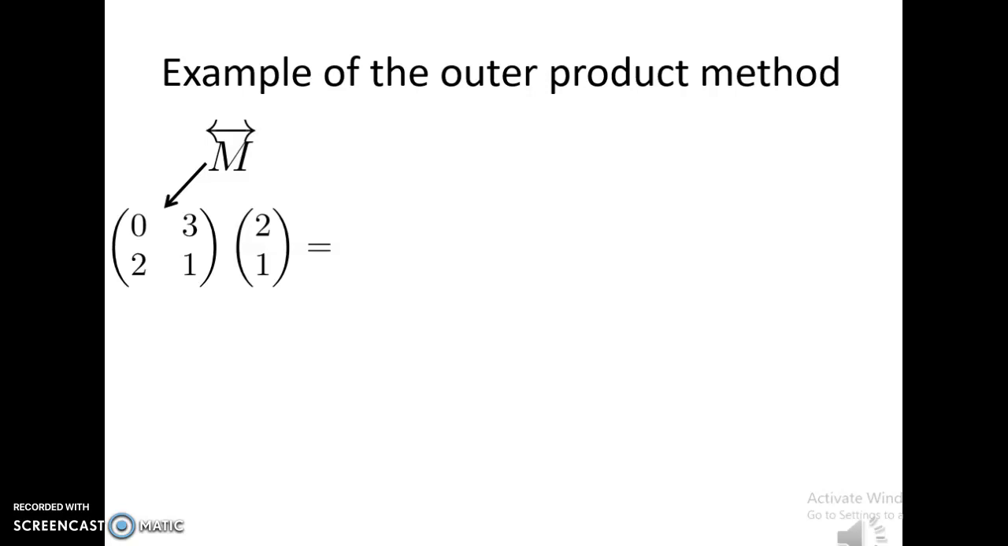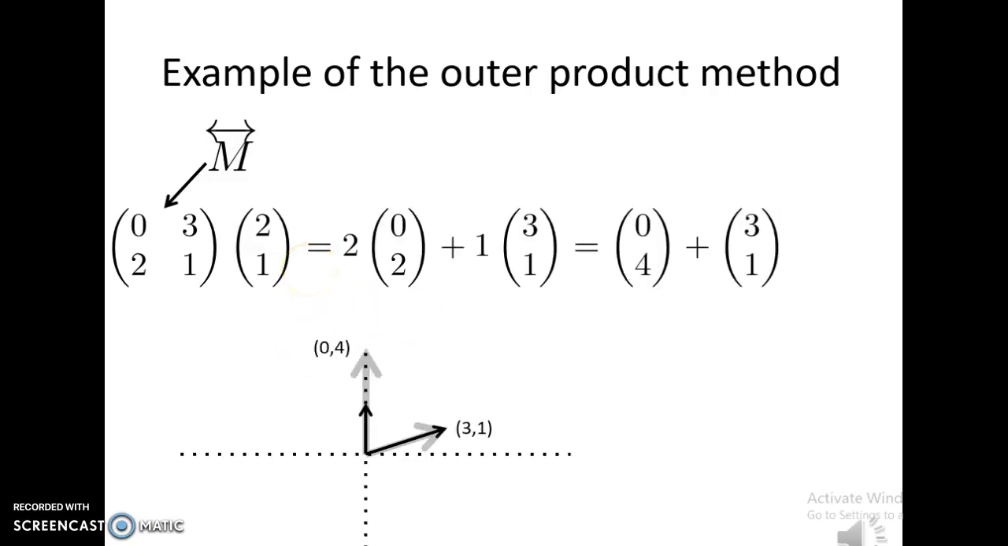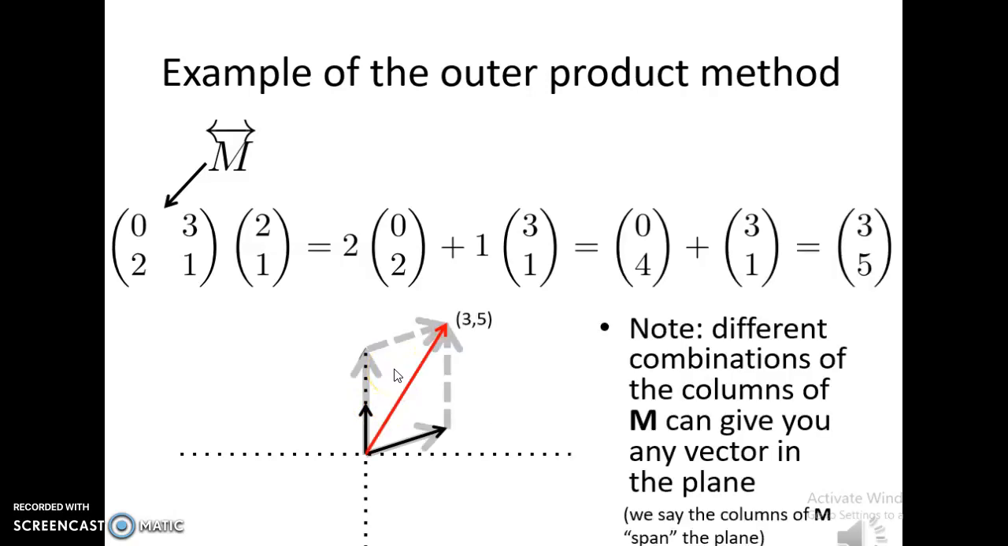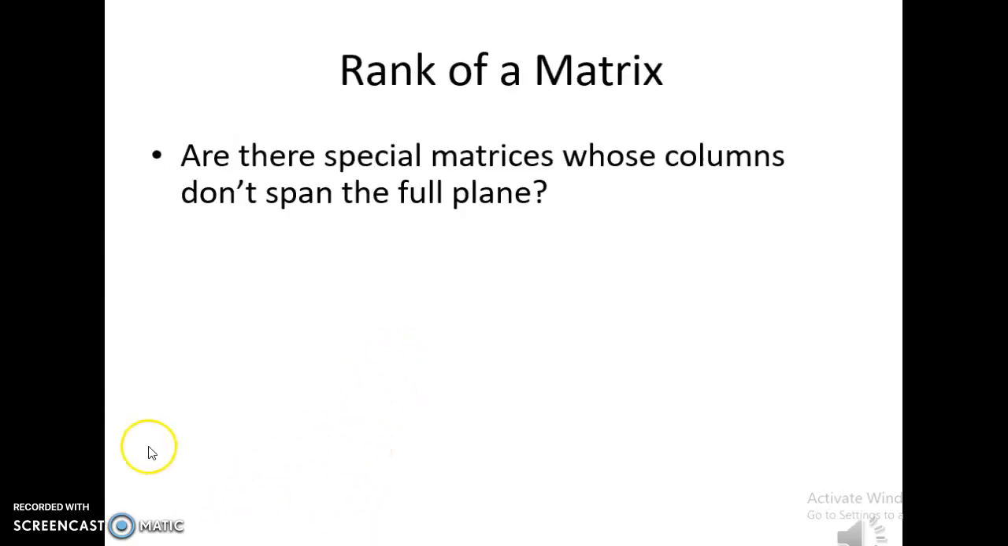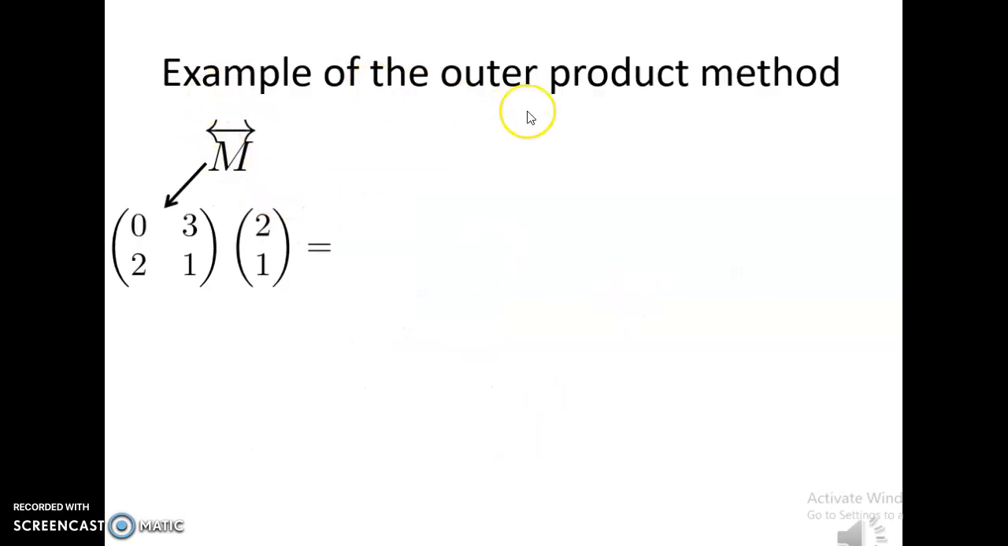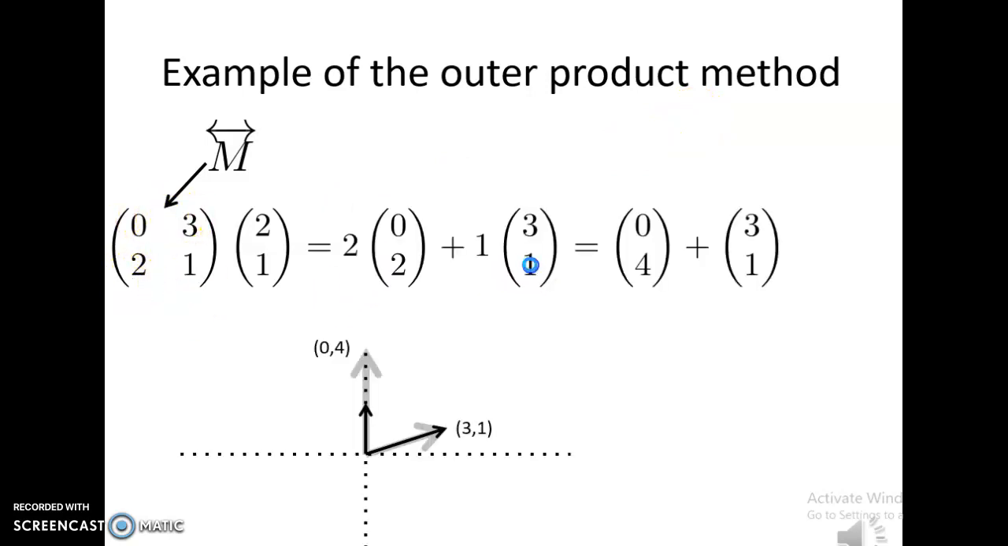Example of the outer product method. The product is a weighted sum of the columns of W weighted by the entries of x.